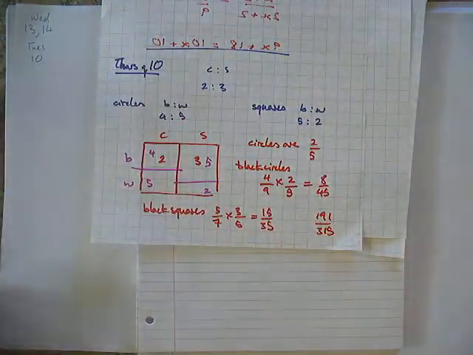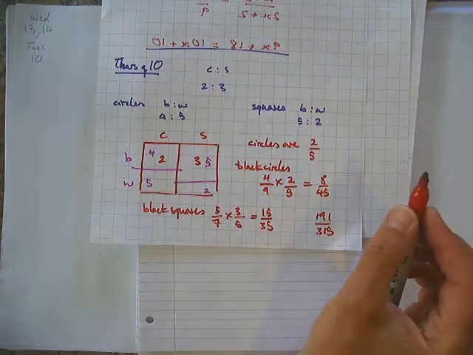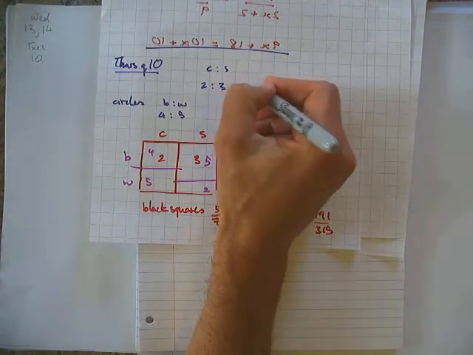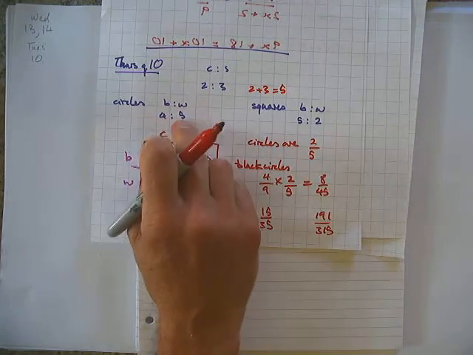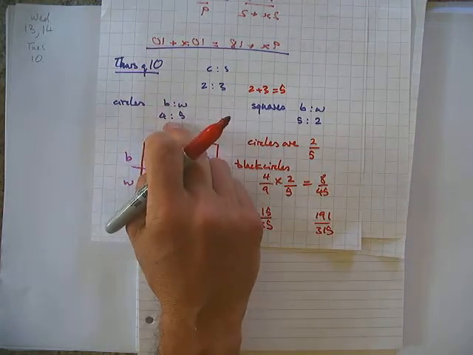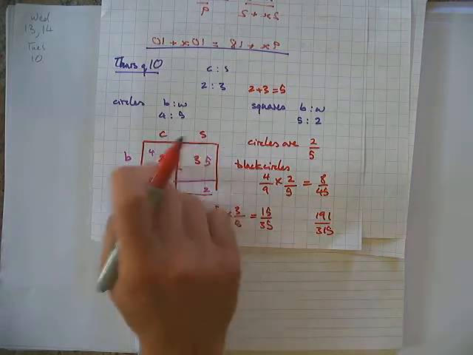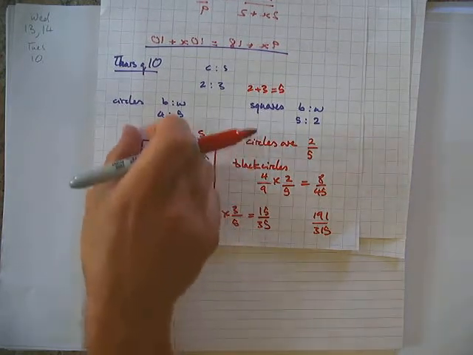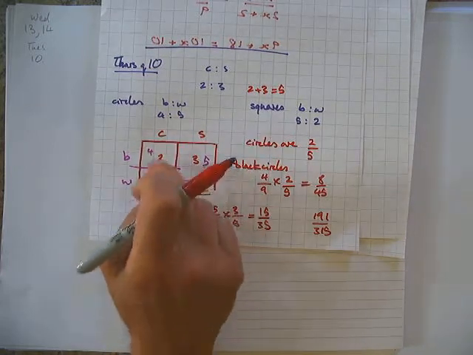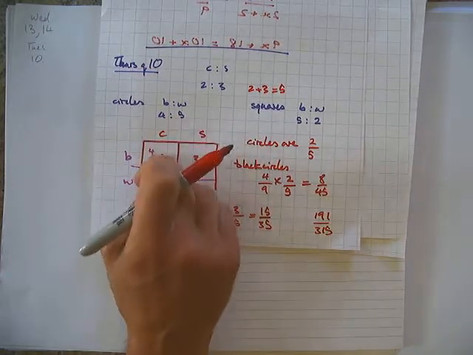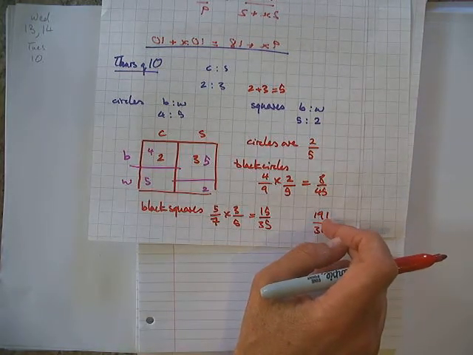Okay, so what have I done there? What fraction are the circles? 2 of the 5 parts. So 5 parts in total. Of the circles, they've split it into 9 parts. So that 2/5 is split 4/9 and 5/9. That section there is 4/9 of the 2/5. That's how I've done the first bit.